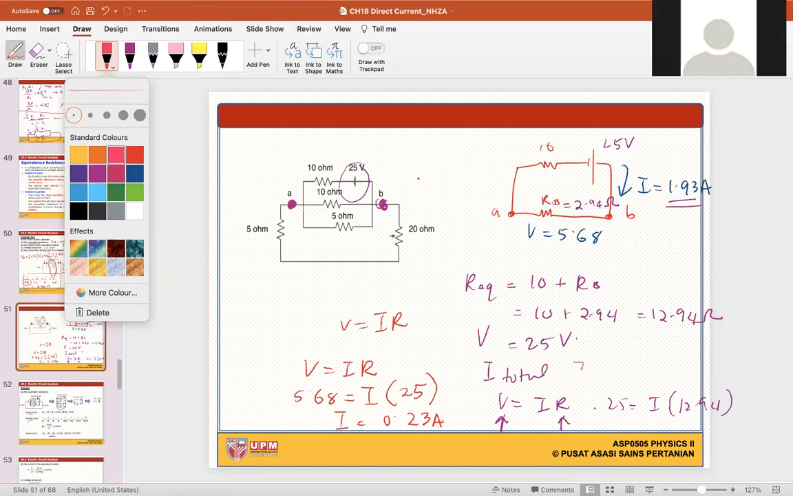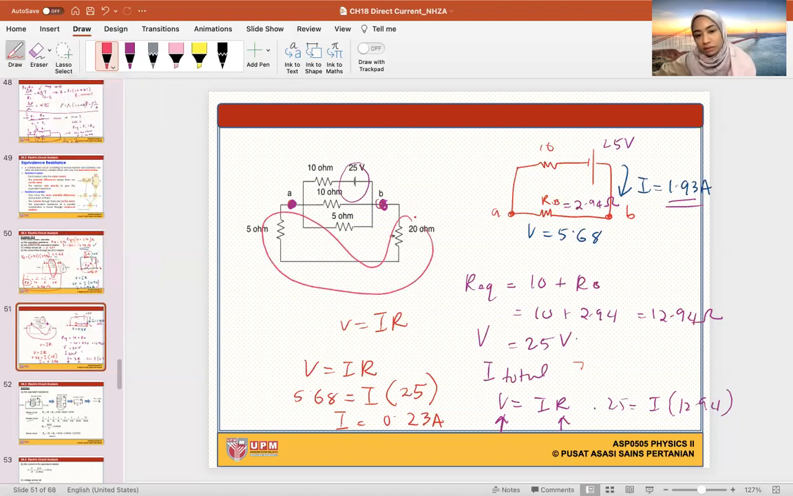No, we cannot use the 25 volt, because the 25 volt is the total for the 10 ohm on top. The 35 volt is the total voltage that supplies the entire circuit, so it will divide across all the resistors. Thank you Afika, but I want someone else to help Afika. What is the voltage that I need to use over here?